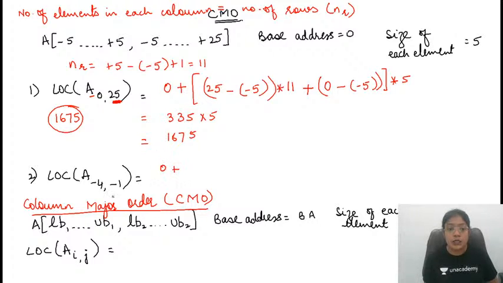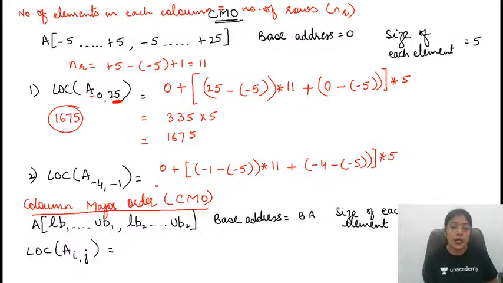Base address plus required column number minus 1 minus starting column number, into number of elements in each column, plus required row number minus starting row number, into size of each element. This comes out to be 0 plus minus 1 plus 5, 4, 44 and 45, into 5, and that comes out to be 225. That's the correct answer.